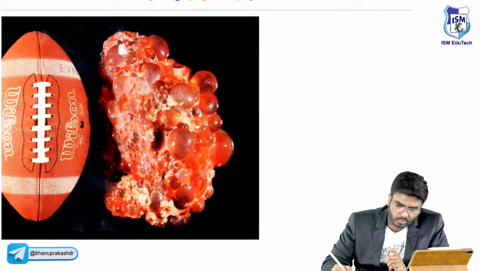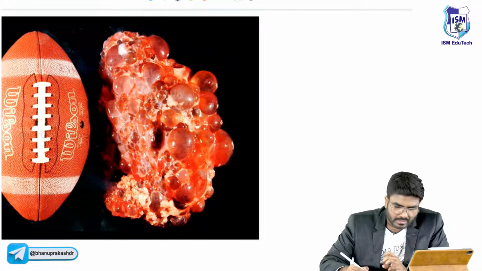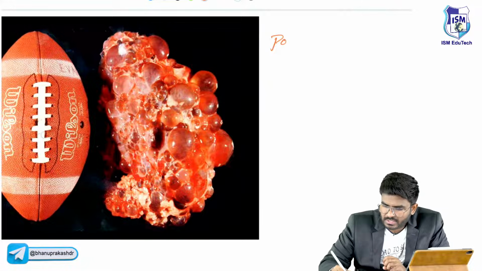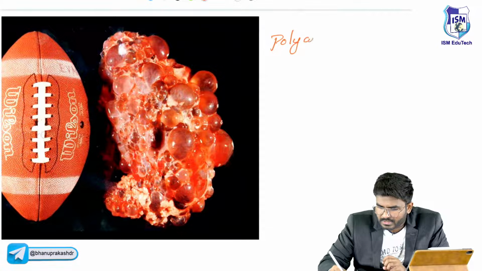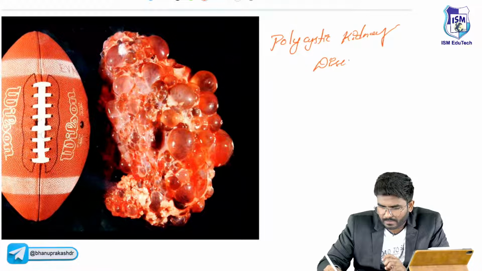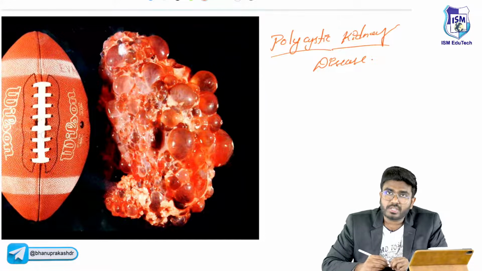Okay. Yes, Vanilla, you are right. One more, you are also partially right. Vanilla is precisely correct. This is polycystic kidney disease. How many types of polycystic kidney disease are there?